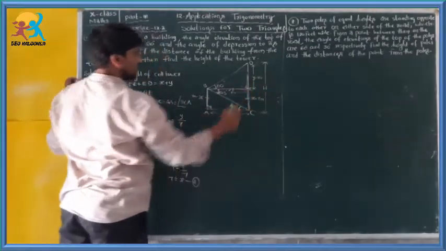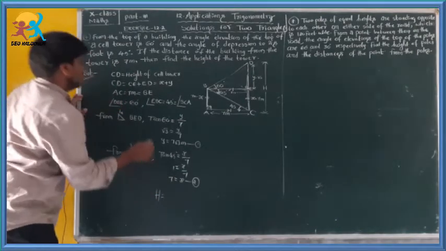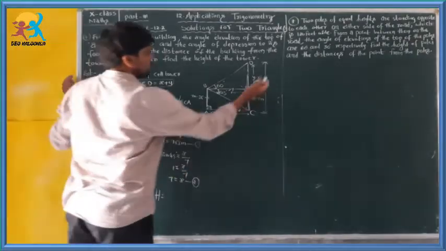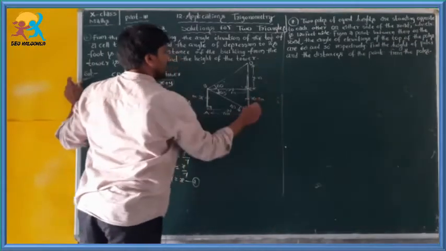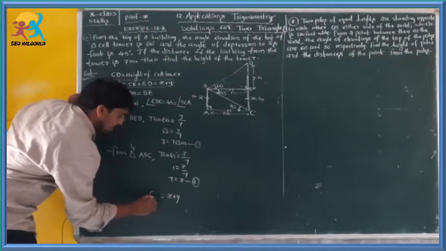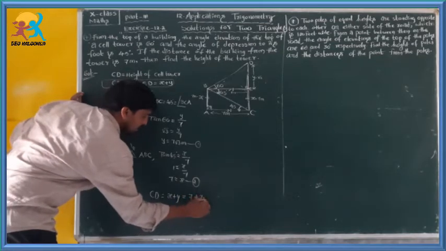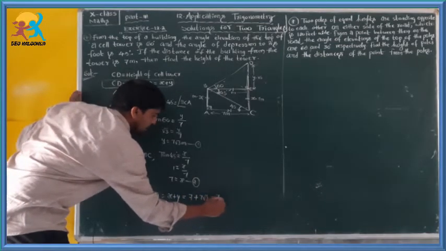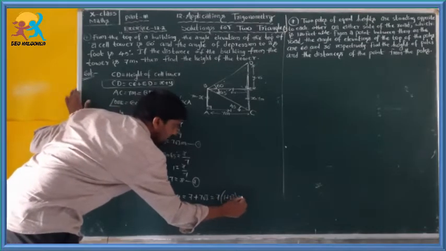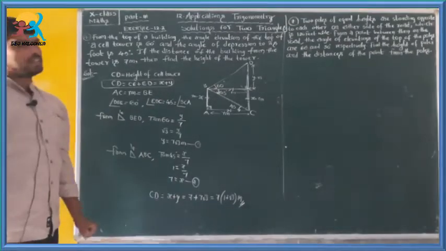y is 7 root 3 meters. Thus the height of the cell tower is x plus y, that is, the height of the cell tower CD is x plus y. x is 7 meters plus y is 7 root 3 meters, so taking the common term 7 out, it is 7 of 1 plus root 3 meters. This is the height of the cell tower CD.